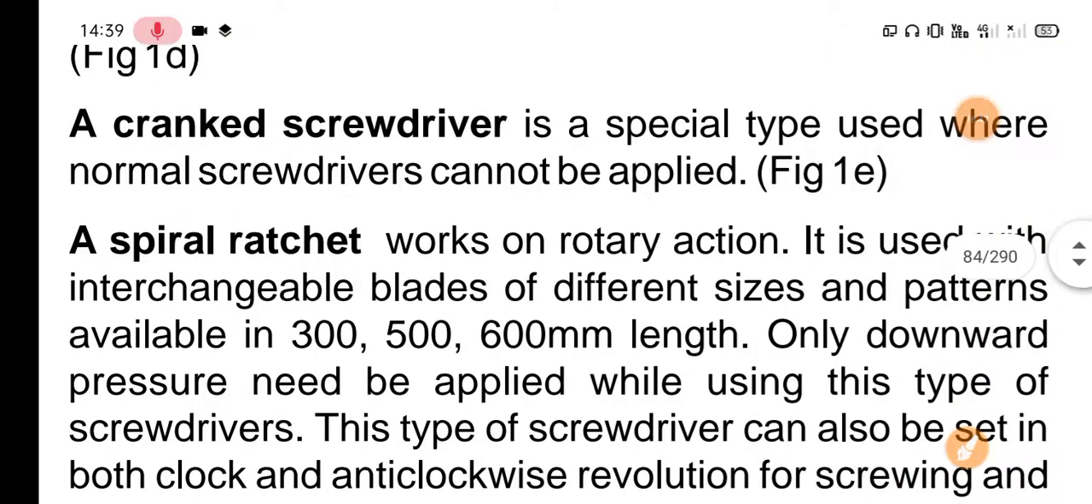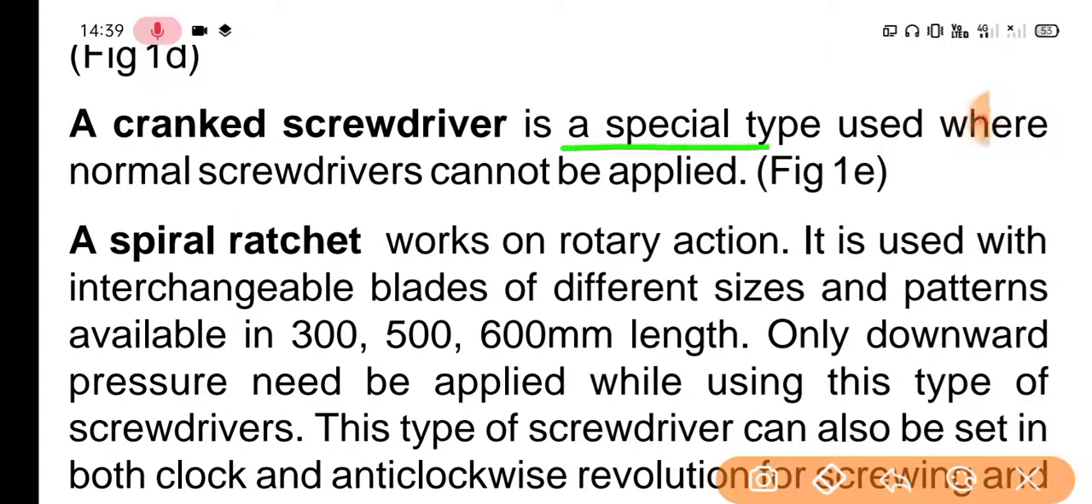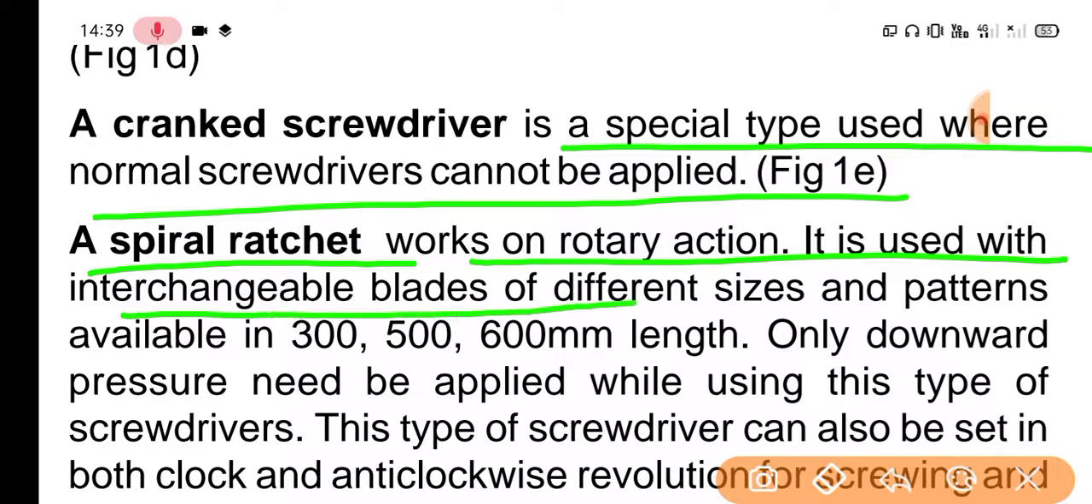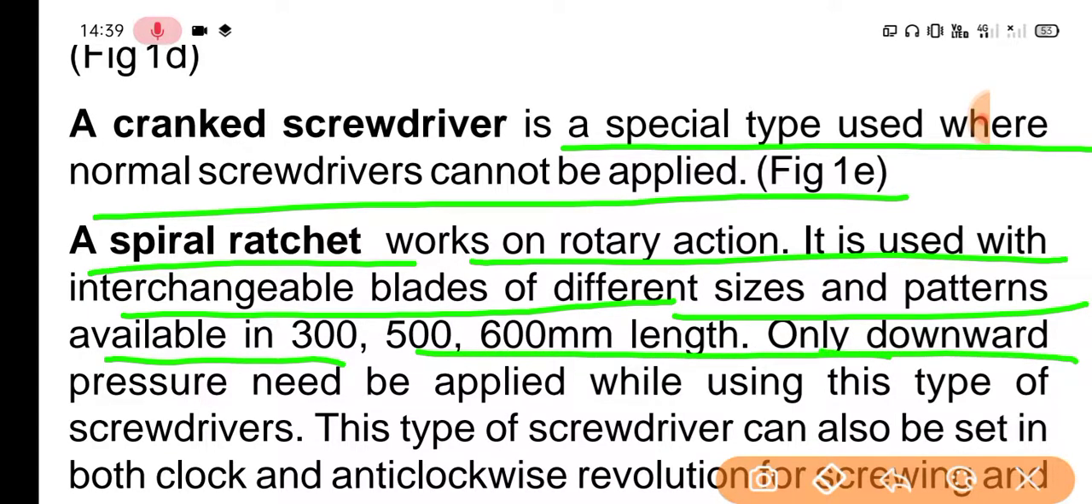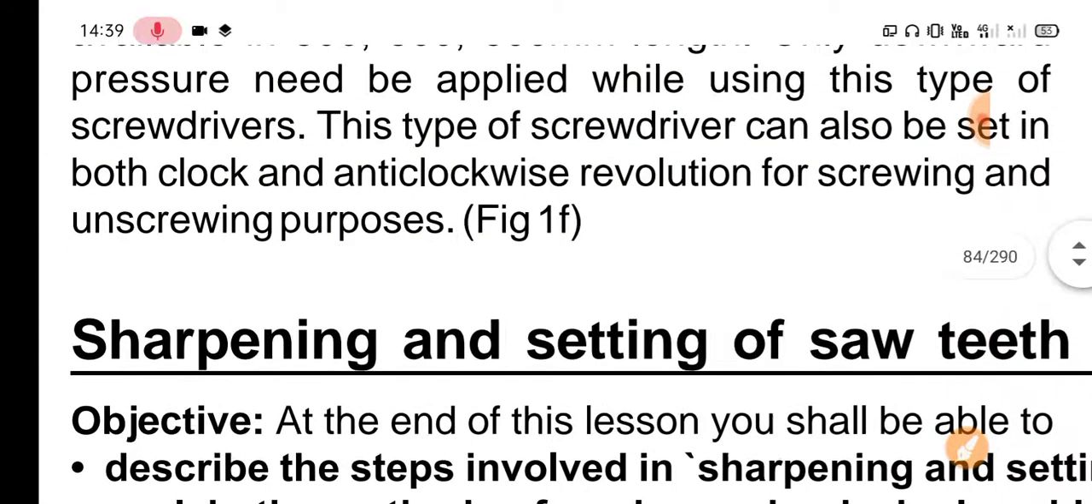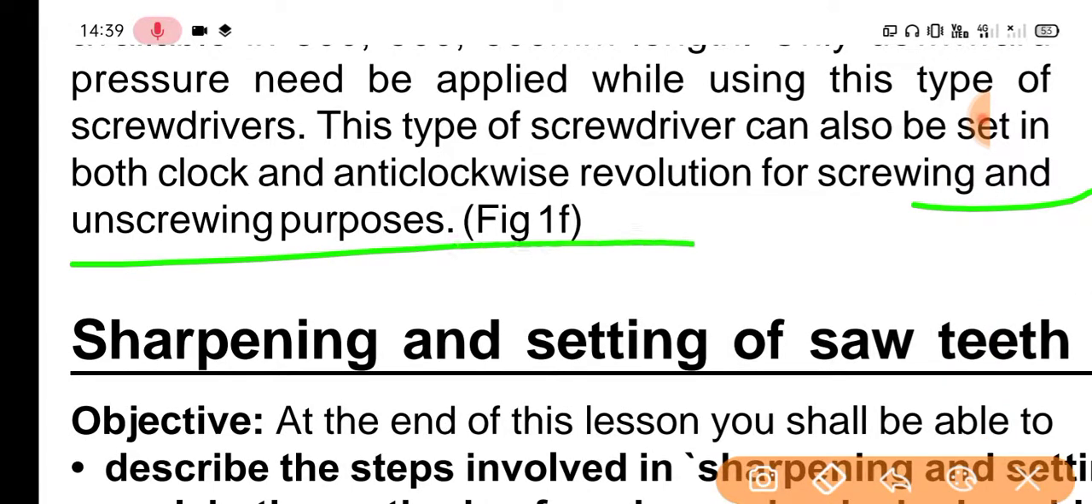Cranked screwdriver is a special type used where a normal screwdriver cannot be applied. Picture 1E. Spiral ratchet works on rotary action. It is used with interchangeable blades of different sizes and patterns, available in 300, 500, 600 mm lengths. Only downward pressure needs to be applied while using this type of screwdriver. It can also be set for both clockwise and anti-clockwise revolution for screwing and unscrewing. Picture 1F.